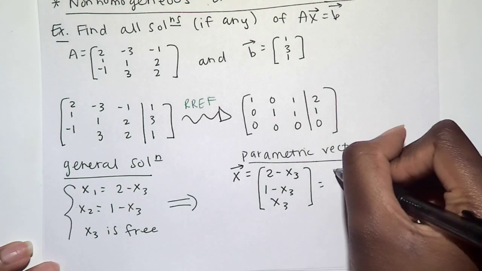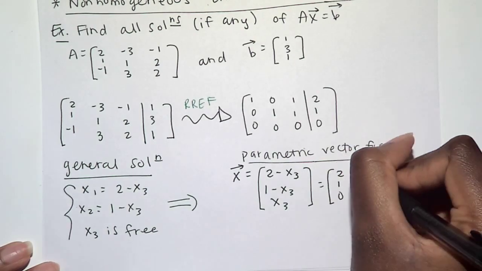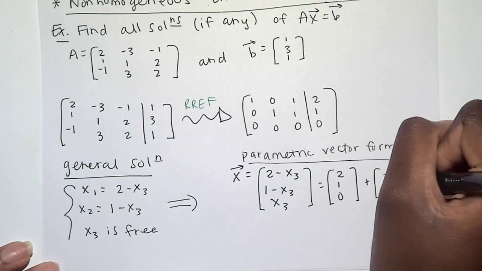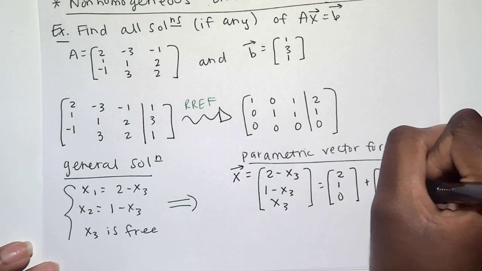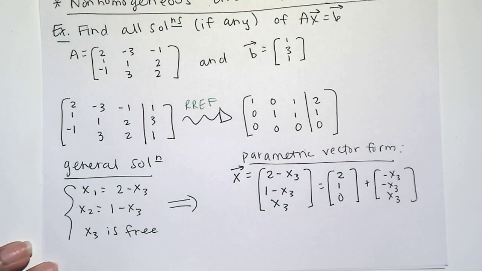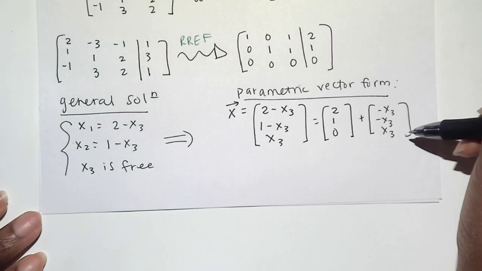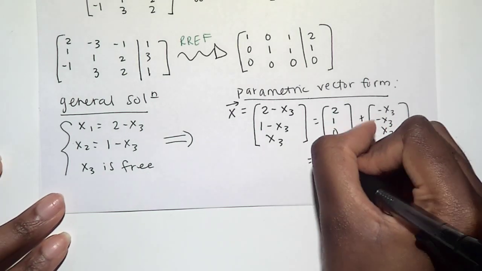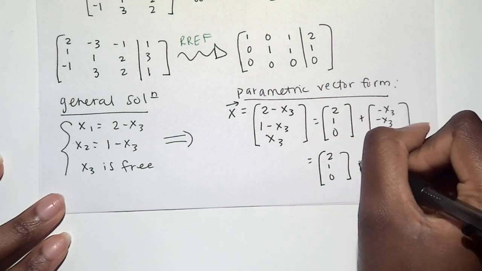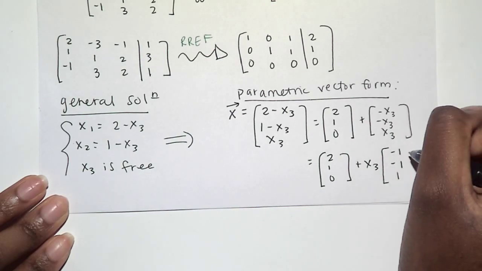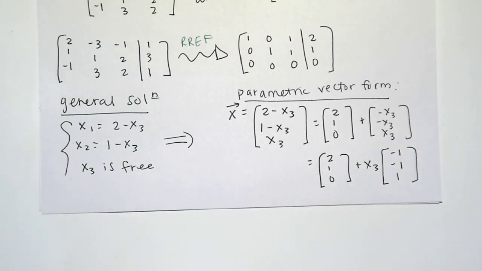So first, let's just take out the constant pieces. 2, 1, 0. And then we're left with negative x3, negative x3, x3. And then finally, I'm going to factor out the x3. Okay. All right, and so we'll pause here and take a look at the form that we get, see if anything looks familiar, and we'll talk about it in the next video.